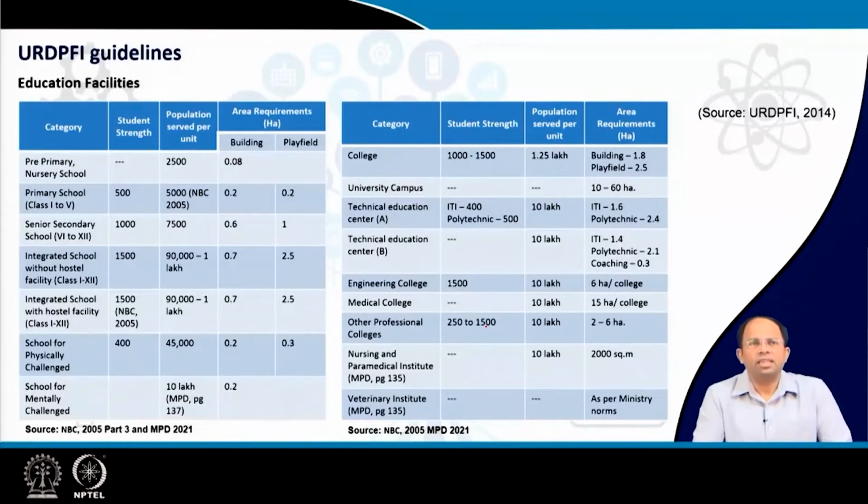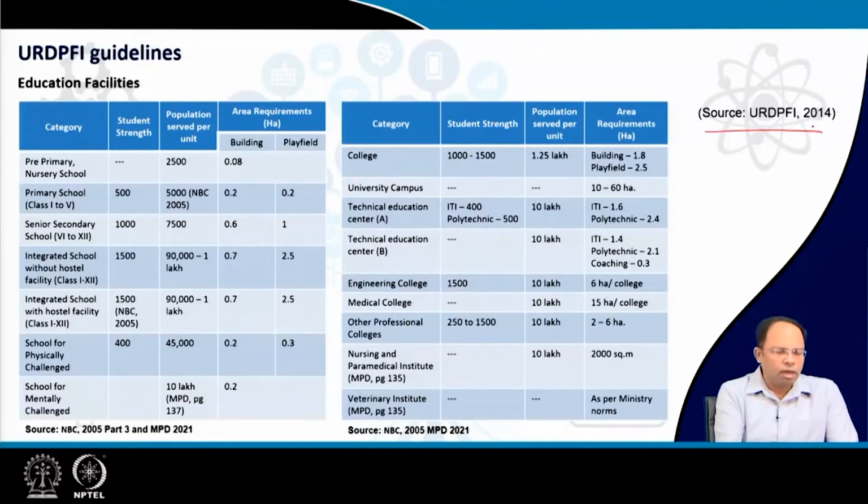So this is an example of the different educational facilities that have to be provided as per the URDPFI guidelines. Again, as you can see, it states that for a population of around 2500, there has to be a pre-primary nursery school. So if there is an urban area of 10,000 people, there have to be 4 nursery schools. Similarly, they also give some recommendation for the size of the building that is required. In some cases, it is not only the building, but the size of the play field that should come along with the building, and sometimes there are other facilities as well.